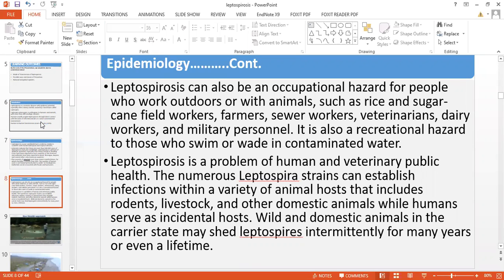Leptospirosis is a problem of human and veterinary public health. Numerous Leptospira strains can establish infection within a variety of animal hosts that include rodents, livestock, and other domestic animals, while humans serve as incidental hosts. Wild and domestic animals in the carrier state may shed leptospira intermittently for many years or even for a lifetime.